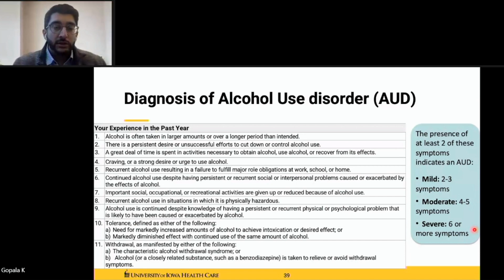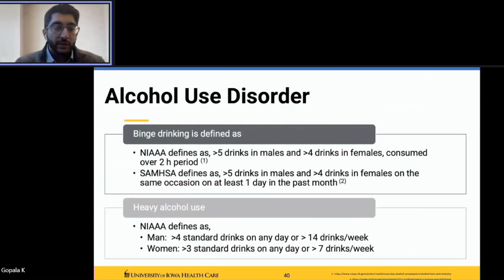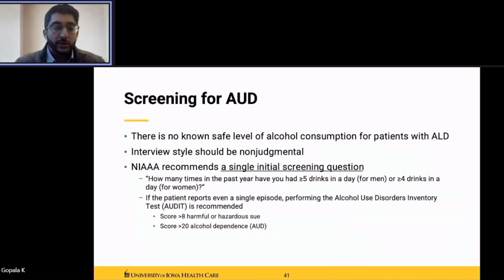And this is just the definition for binge drinking, which can also be a risk factor. Basically, greater than 5 standard drinks in males, or 4 standard drinks in females over a 2-hour period, or even in a day, depending on which society. Or heavy alcohol use can be defined as greater than 14 drinks per week for males and 7 drinks per week for females. So screening for alcohol use disorder.